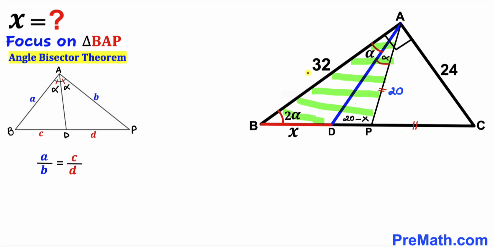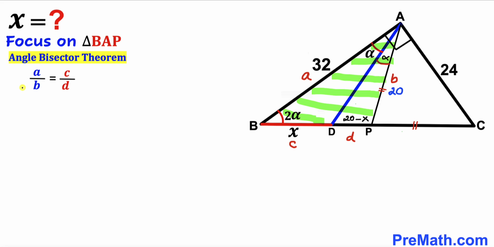So let me go ahead and label this side lowercase a, this side lowercase b, this side lowercase c, and this segment lowercase d. So let's go ahead and fill in the blanks over here in this equation. A in our case is 32 divided by b, which is 20, is going to be equal to c, which is x, and d segment is 20 minus x. And now we can see 32 divided by 20 could be reduced to 8 divided by 5, as you can see in this next step.